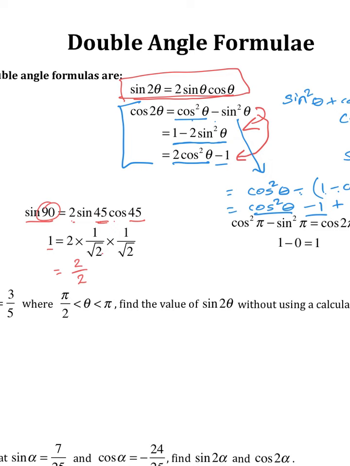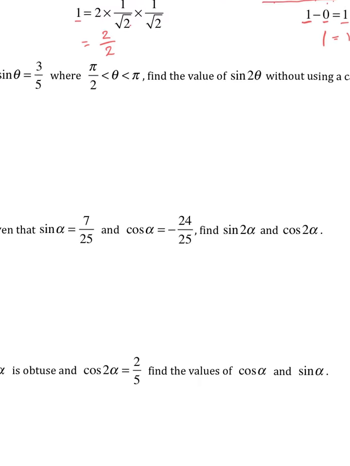And then here, according to this, cos squared pi minus sine squared pi: well, cos pi is negative 1, squared would be 1. Sine of pi is 0, squared would be 0, so 1 minus 0 is 1. But using this formula here, the double angle formula for cos, you get cos 2 pi, and cos of 2 pi is 1, and therefore you get 1 equals 1, which is also correct. So they're just numerical examples to show you that these formulas do in fact hold.